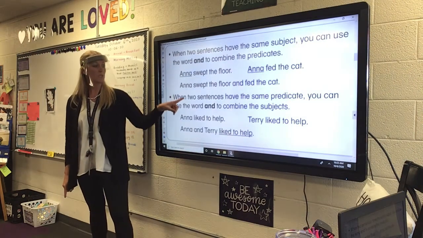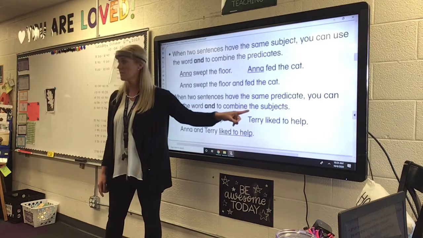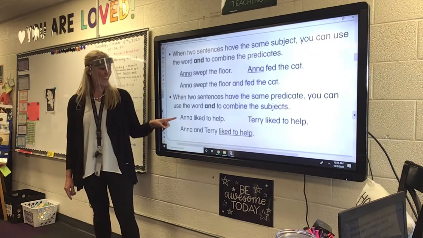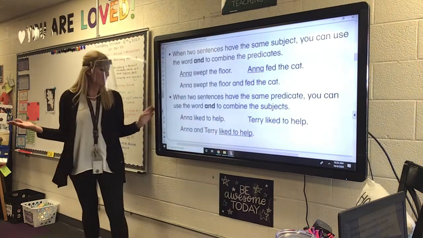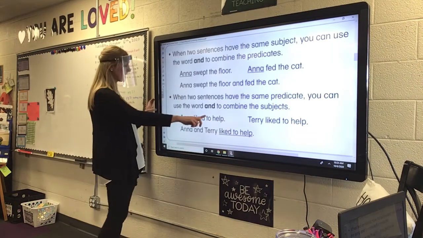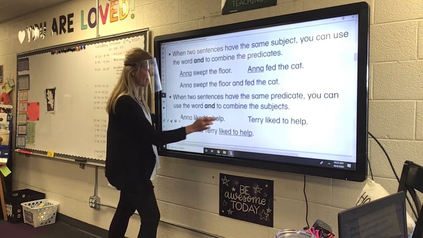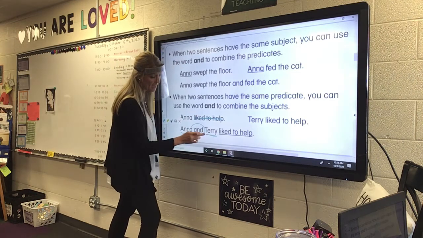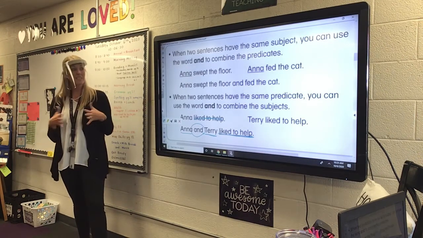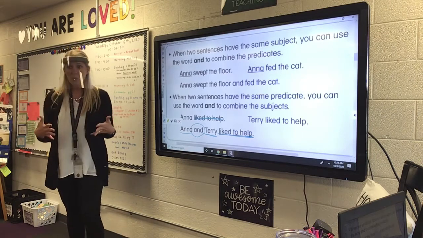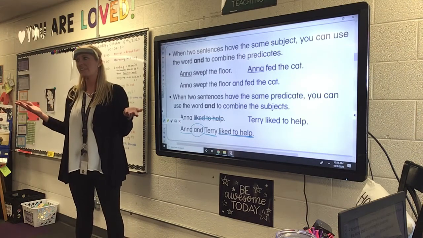Okay, now down here it says when two sentences have the same predicate, you can use the word and to combine the subjects. So look at this, guys. Anna liked to help. Terry liked to help. They both like to help. So guess what I can do? I can get rid of "like to help" on one of them, and then I can combine Anna and Terry, and then I can just put one "like to help." Okay? So I'm looking to see what is repeated twice. And if it's repeated twice, I'm going to get rid of one of them because I don't want to have to write it or say it two times. That's kind of a lot of work.